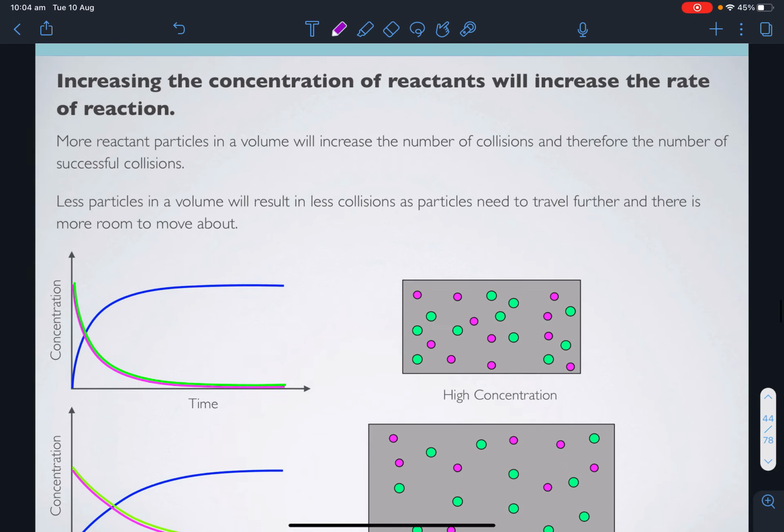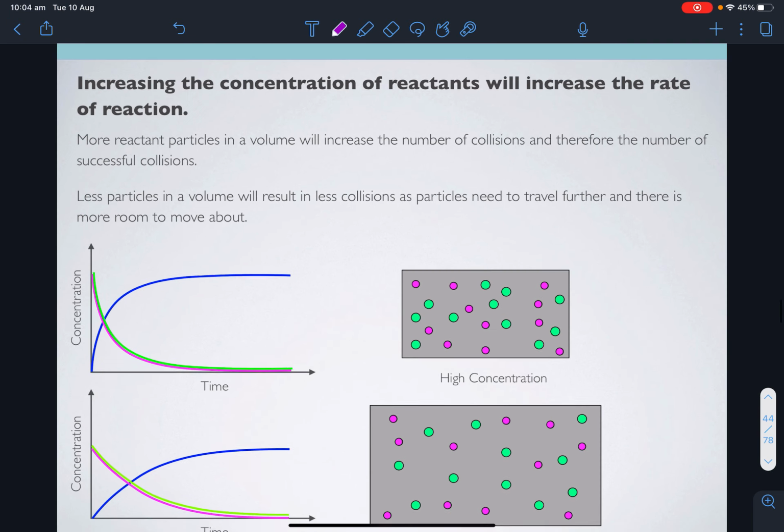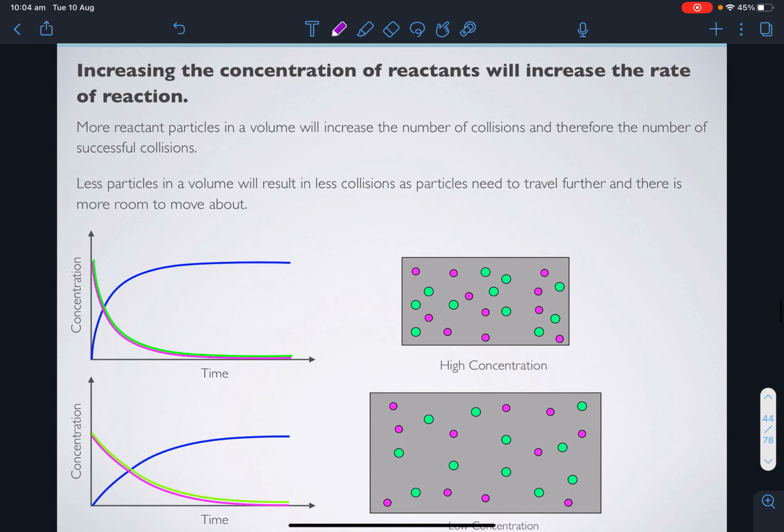Increasing the concentration of the reactants will increase the rate of reaction. Okay, so we talked about temperature, now we're talking about the concentration. So we're not talking about the amount, we're talking about the smaller volume. So how I'm showing it is, here are my models. I've kept the same number of particles, I've just changed the volume.